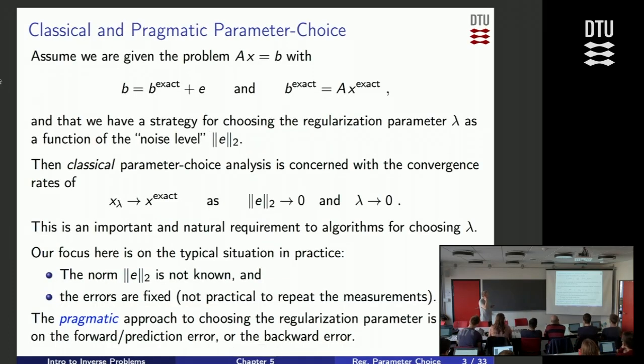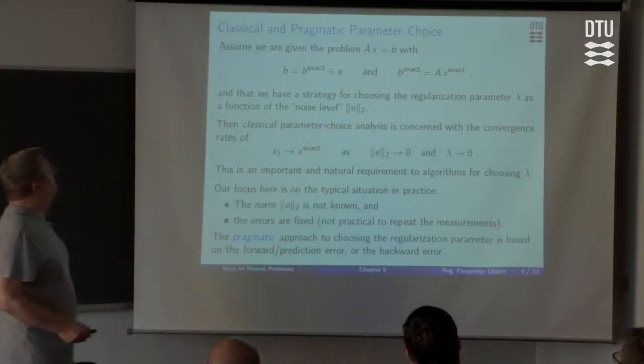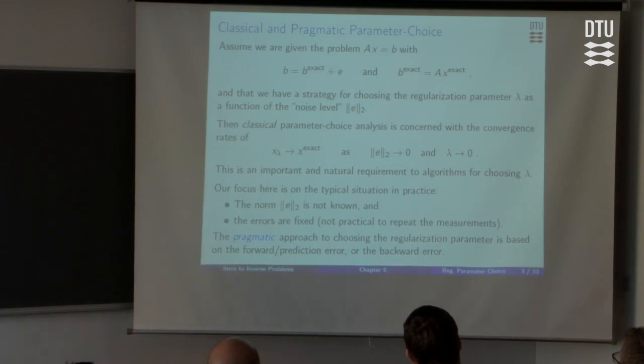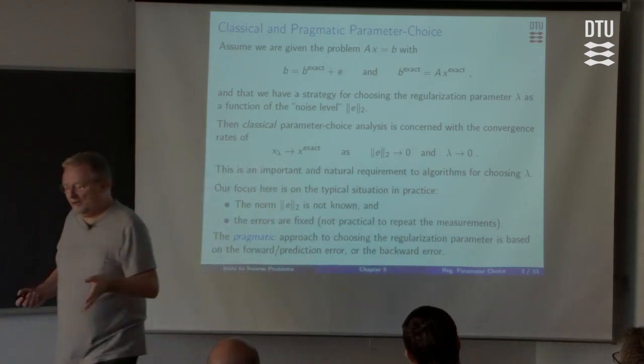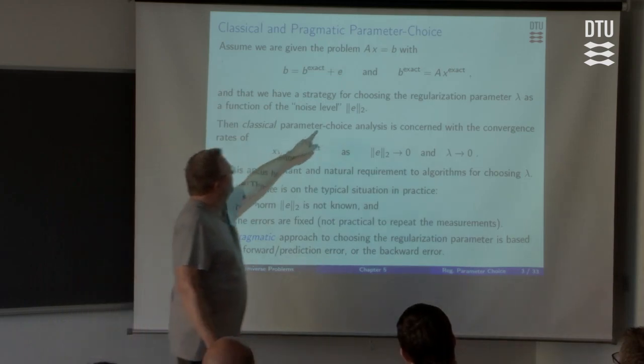So there's the notation again. So let's see. If you start surveying the literature about regularization parameter choice methods, you will find many papers that do the following analysis. They assume that we know what I call the noise level, the true norm of the noise. Then they look at a particular method for choosing lambda, and then they study what happens to the regularized solution as the noise level goes to 0.